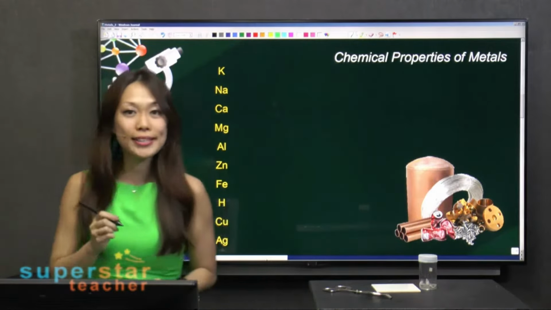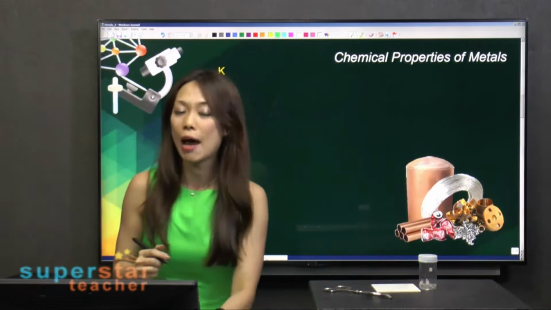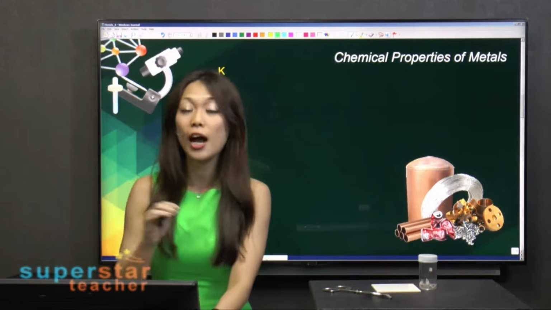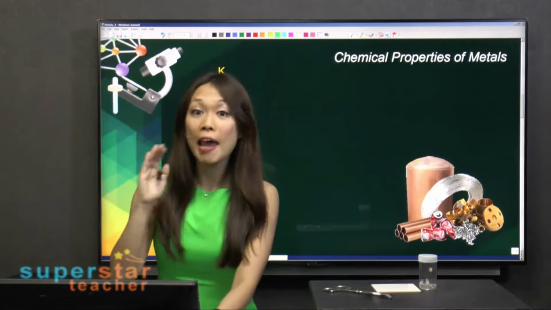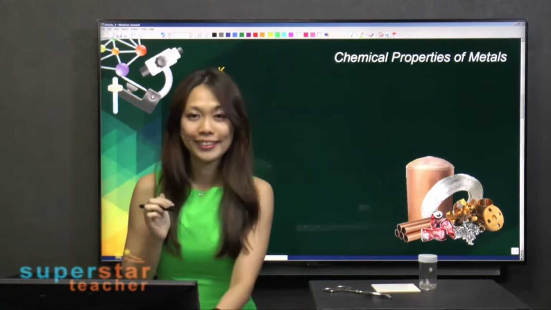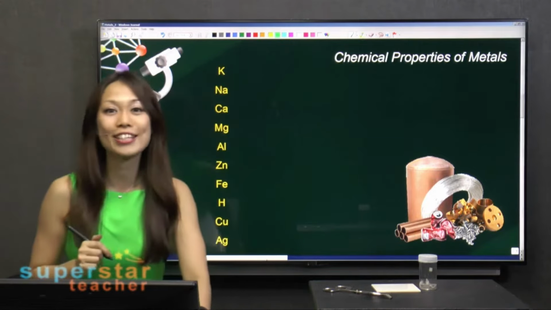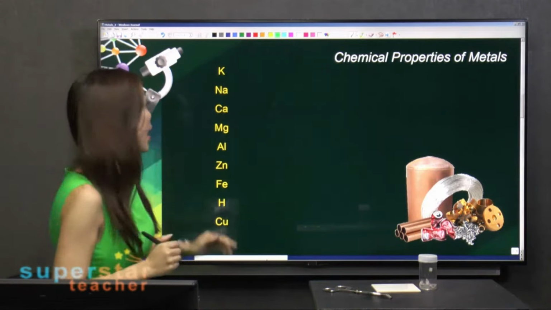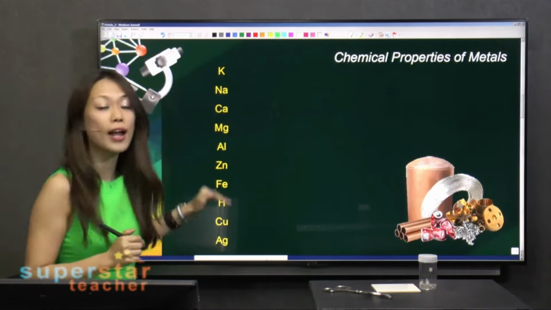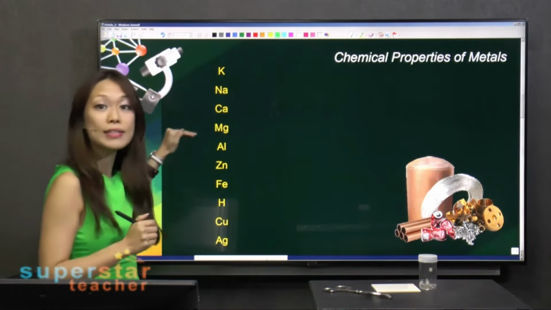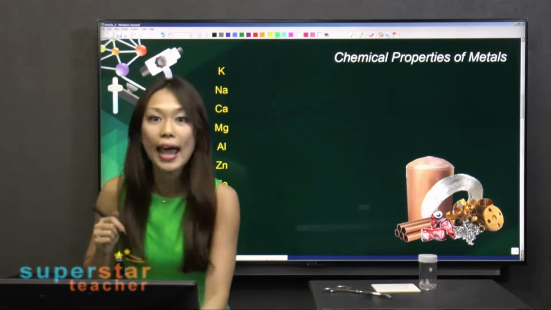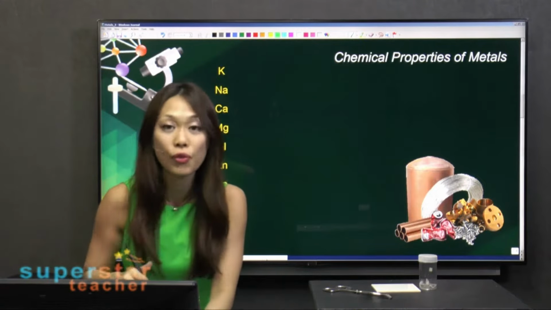So you have your periodic table with you? Take a look at it. And I'm sure right now, at this juncture, you are very familiar. K represents which element? You are right, it represents potassium. Now, you have to remember all this in order. K, Na, Ca, Mg, Al, Zn, and Fe, H, Cu, Ag. Wow, it's such a mouthful, right?